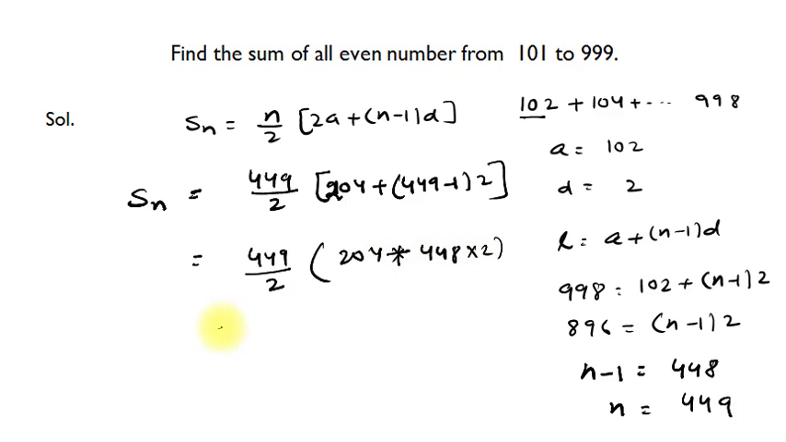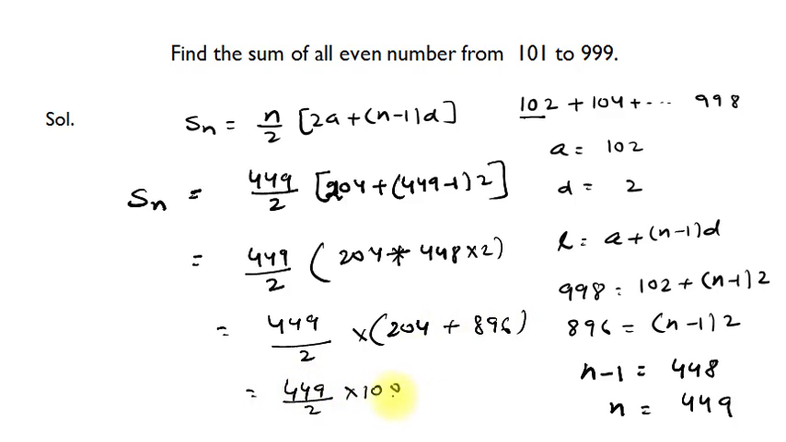Okay, now we have 449 divided by 2 multiplied by 204 plus 896, and this is 449 divided by 2 multiplied by 1000. Now if we multiply all the factors here, we have the value 224,500. So this is the answer of the given question.